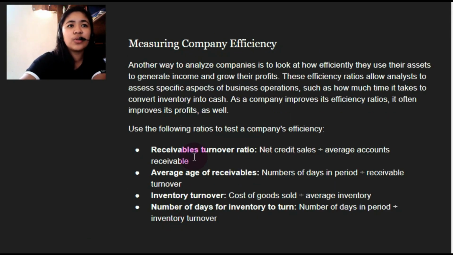So also you can test a company's efficiency. So we have here the receivable turnover ratio, net credit sales over average accounts receivable. And average age of receivables is equal to number of days in period over receivable turnover. Inventory turnover is equal to cost of goods sold over average inventory. Number of days for inventory to turn is equal to number of days in period over inventory turnover.